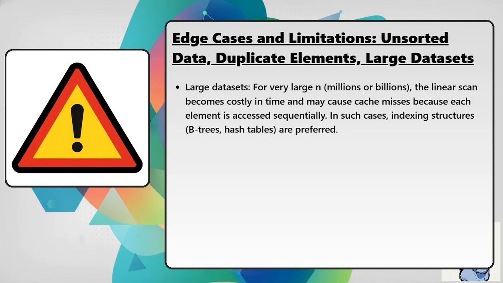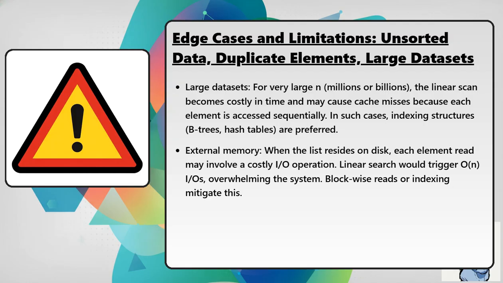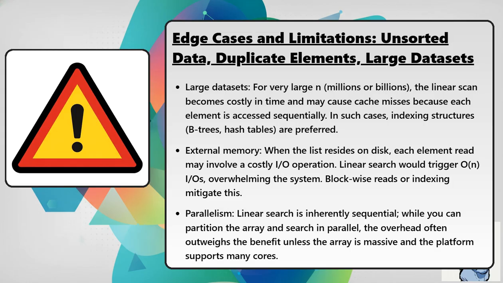In such cases, indexing structures, B-trees, and hash tables are preferred. External memory: when the list resides on disk, each element read may involve a costly input-output operation. Linear search would trigger O(n) I/Os, overwhelming the system. Blockwise reads or indexing mitigate this. Parallelism: linear search is inherently sequential. While you can partition the array and search in parallel, the overhead often outweighs the benefit unless the array is massive and the platform supports many cores.